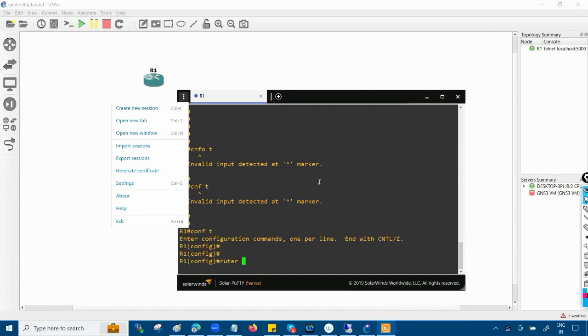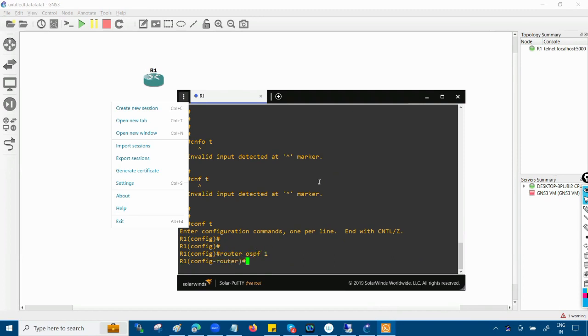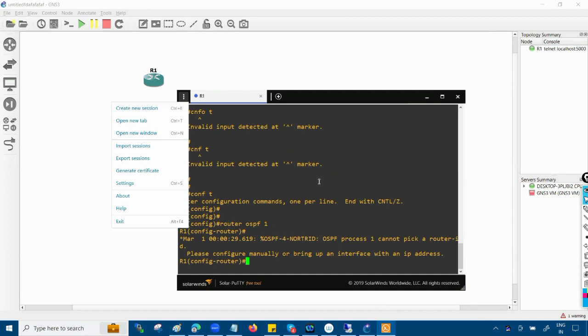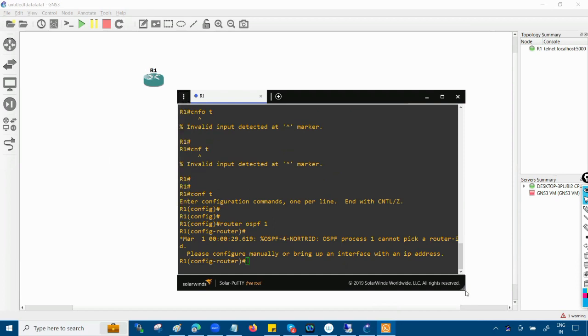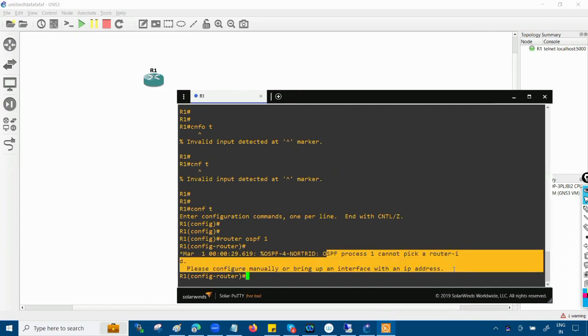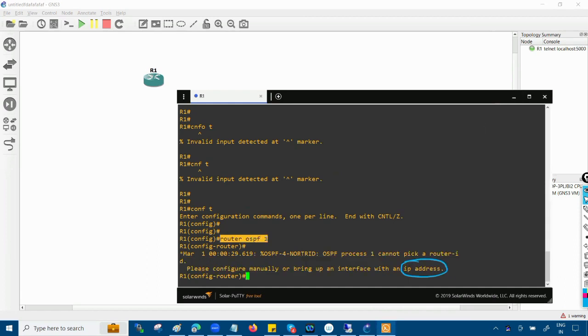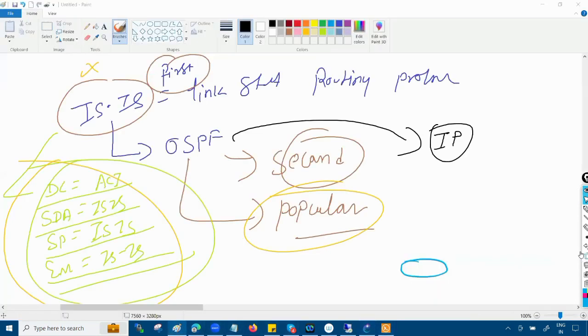So if I put the command router OSPF, have a look over there. You cannot run the OSPF protocol without IP. That's why OSPF is a pure IP-based protocol. Again, I'm telling you, ISS was the first link-state routing protocol. OSPF was the second link-state routing protocol. OSPF was for IP.